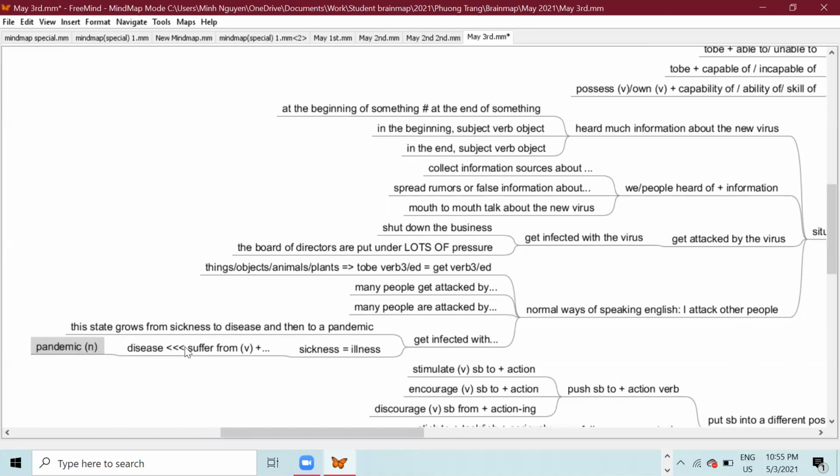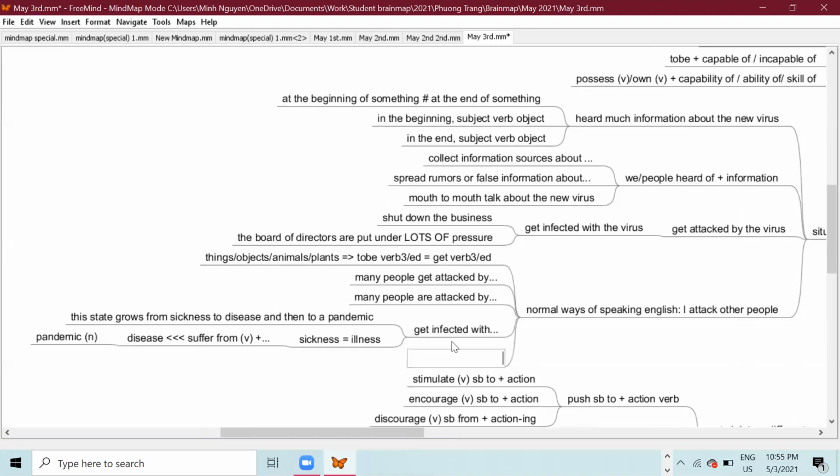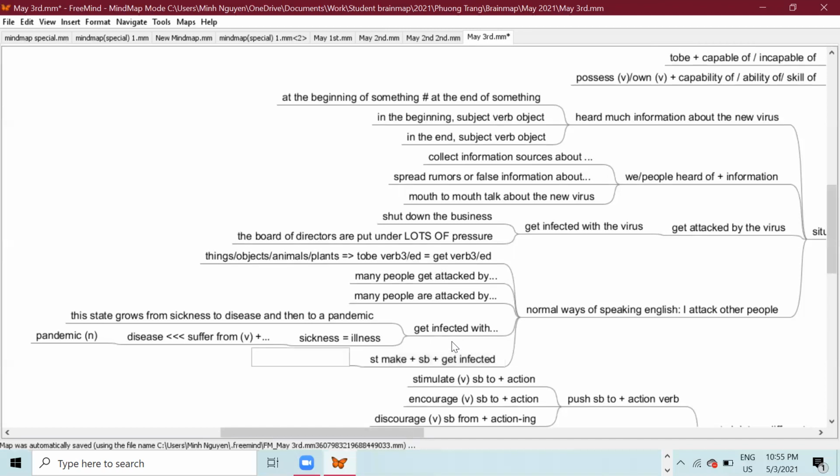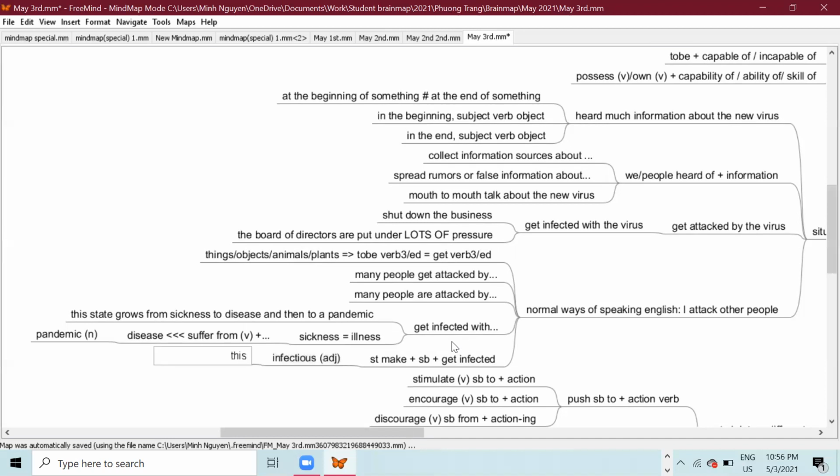So pandemic is a kind of disease all over the country or all over the world, because people easily get infected with the disease, with the virus. So we use the phrase get infected. And if something makes somebody get infected, you are going to use the adjective infectious. So you can say that this virus is infectious.